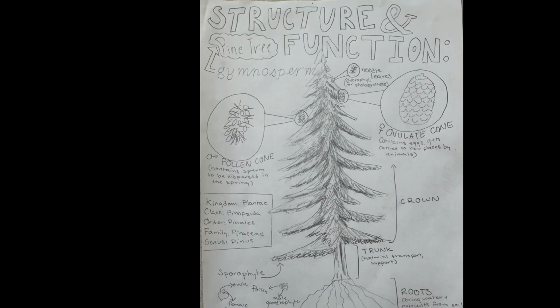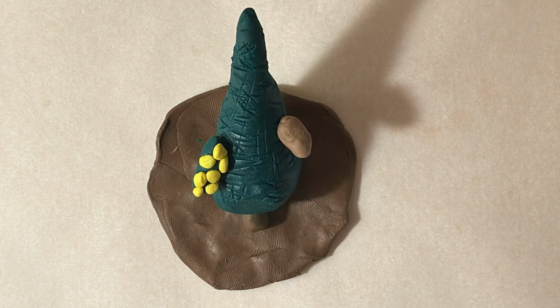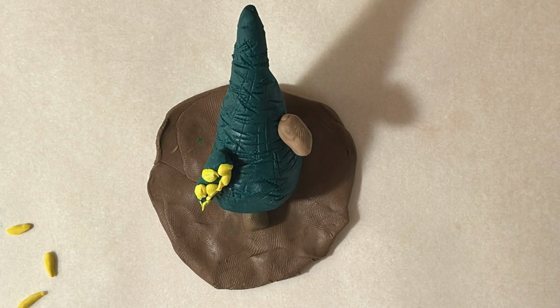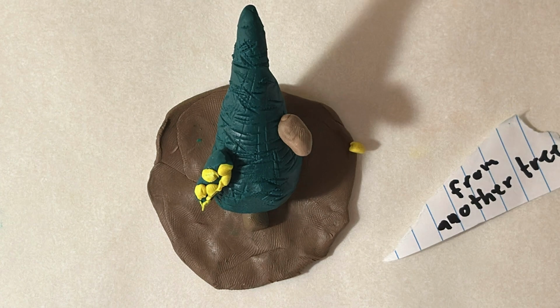The pinus, who is a gymnosperm, reproduces via the use of two cones, a male pollen cone and a female ovulate cone. The diploid male sporophyte cone produces haploid microspores, which produce the male gametophyte pollen. This pollen travels through the wind and hopefully lands on a female ovulate cone.